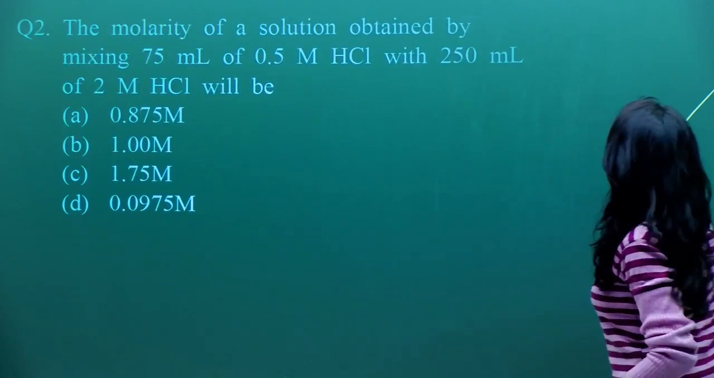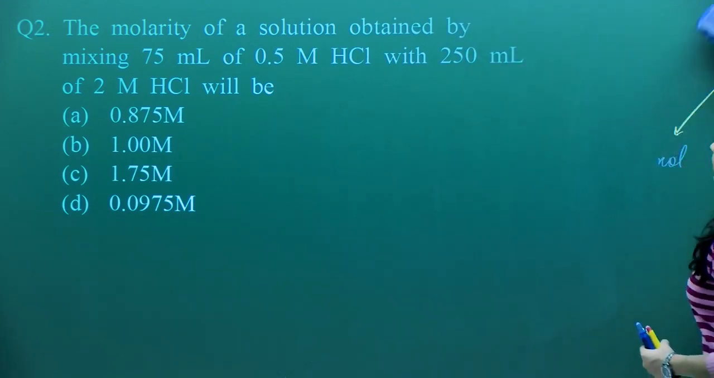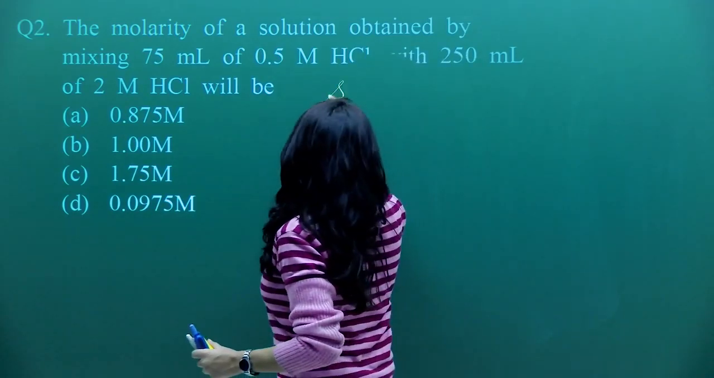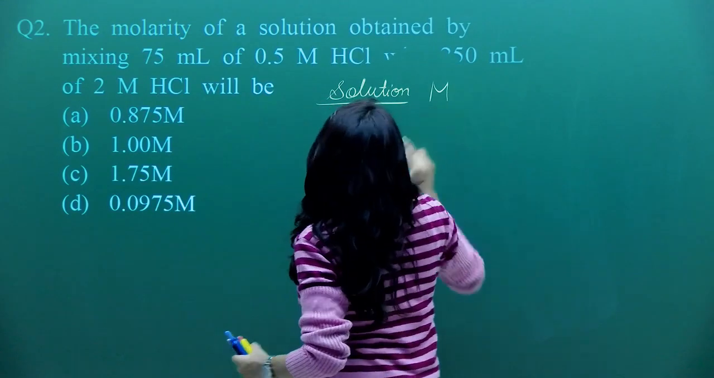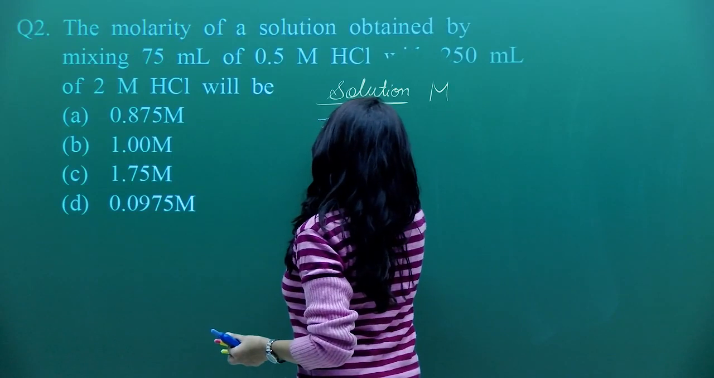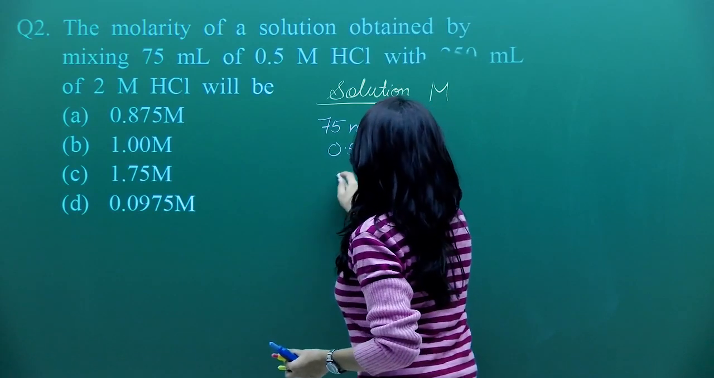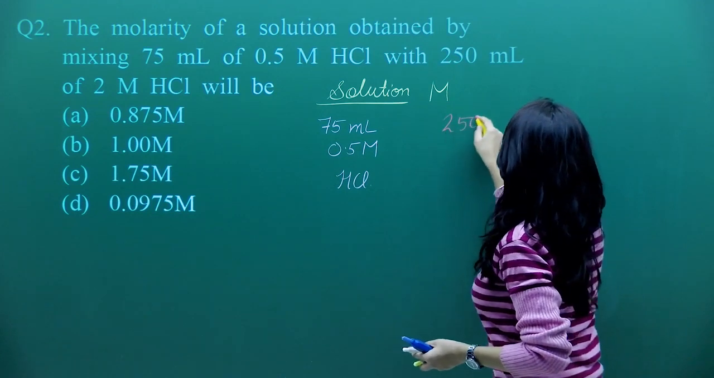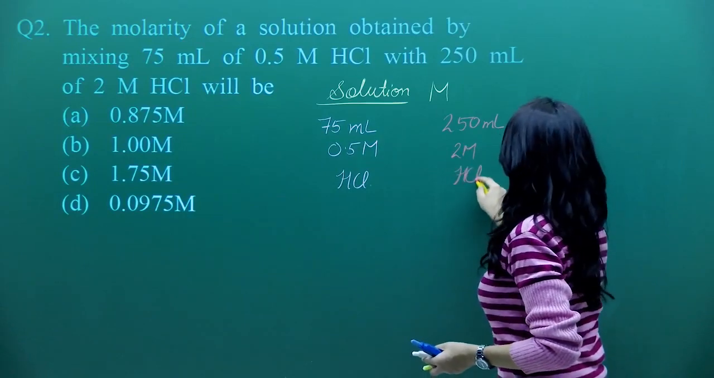okay, so the question is the molarity of a solution which is obtained by mixing. So there is a solution. You need to find out the molarity of the solution which is obtained by mixing 75 ml of 0.5 molar HCl with 250 ml of 2 molar HCl. Oh wow, that's simple, no?